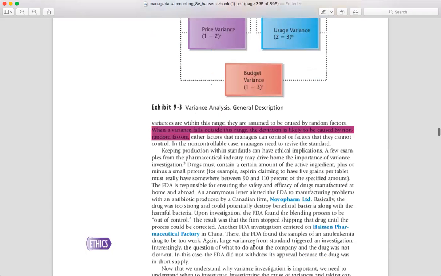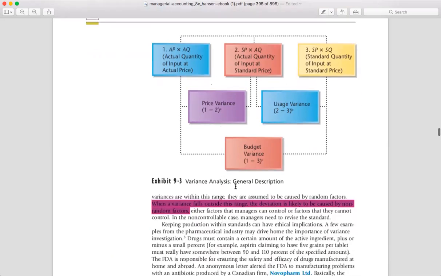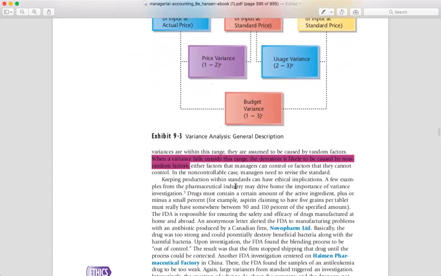Okay, so this is just about how we can get the formula from this. The actual times the actual quantity, right? So all of these things are different. We have the price variance, and then this one is the usage variance, right? So this one is the budget. Put the budget variance from all of them.